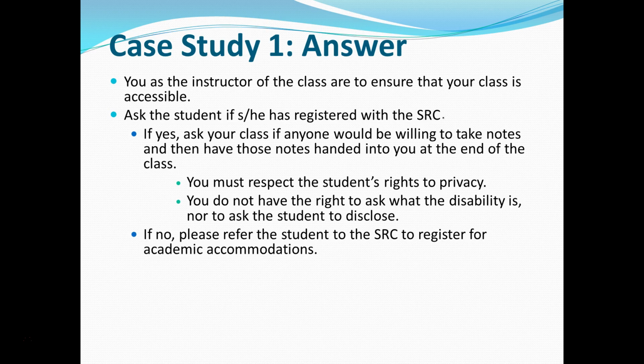You may also have notes or a PowerPoint presentation which you can provide to the student as well. By working with the student, you are empowering the student with their self-advocacy while at the same time promoting a fully inclusive and accessible classroom.